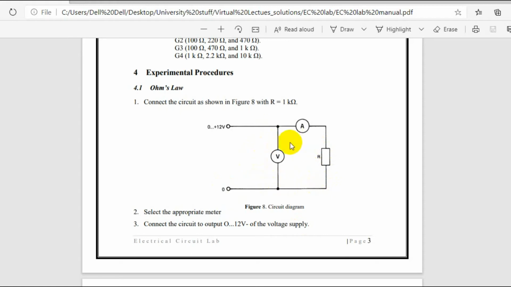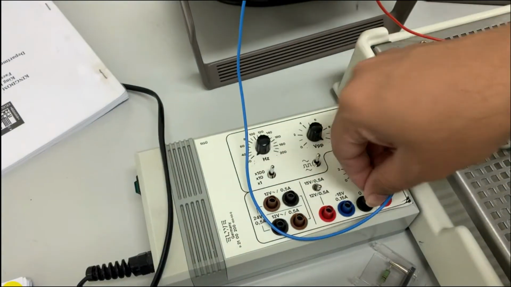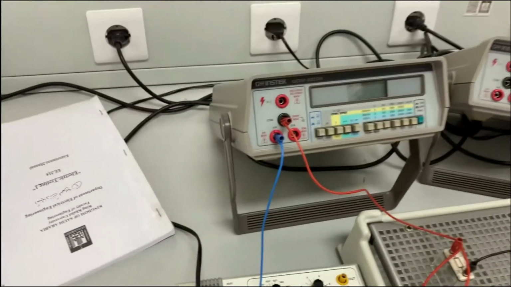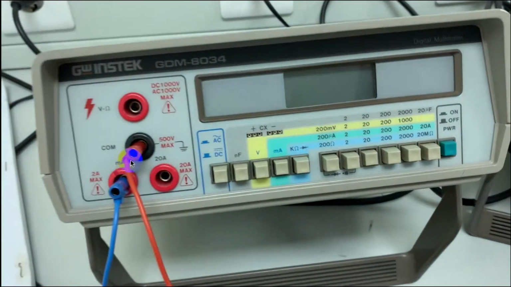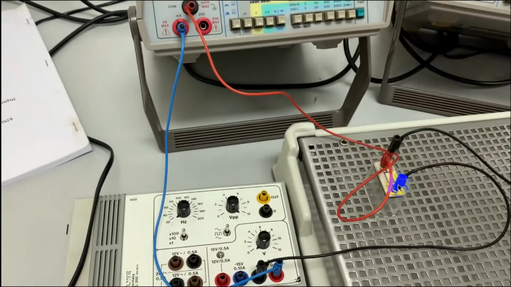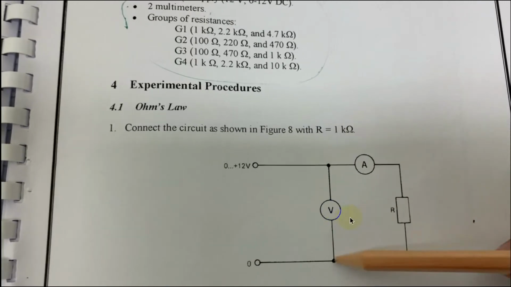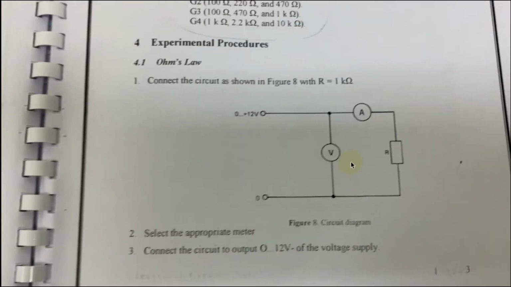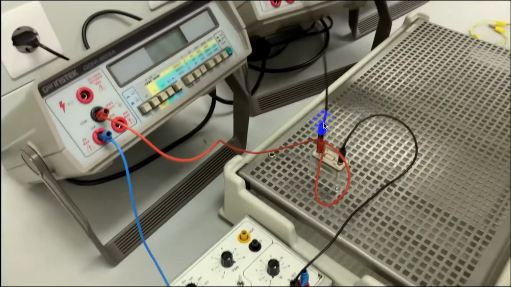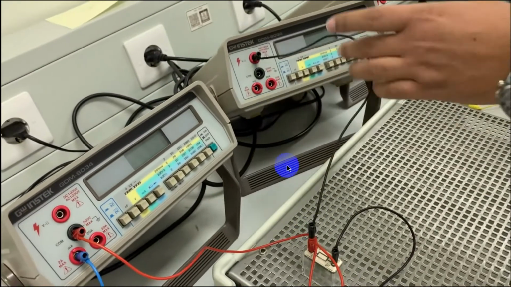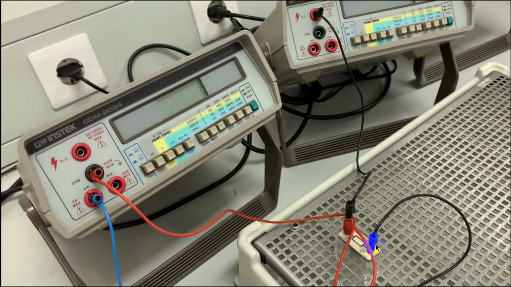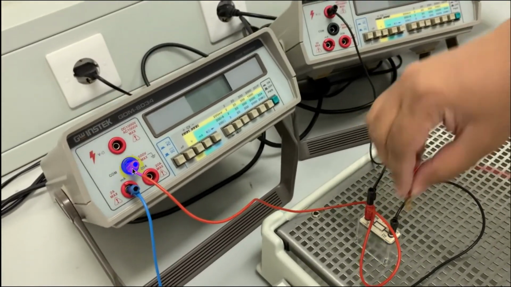Now we will connect the voltmeter. Voltmeter is easy. The voltage we measure across the resistor. So this is our closed circuit. We are going from here to the resistor, and from the resistor to the ground. Now I will connect from here to the voltmeter, from this point to this point, which is nothing but the resistor. One point is going to the voltmeter, another point is going to the voltmeter common.